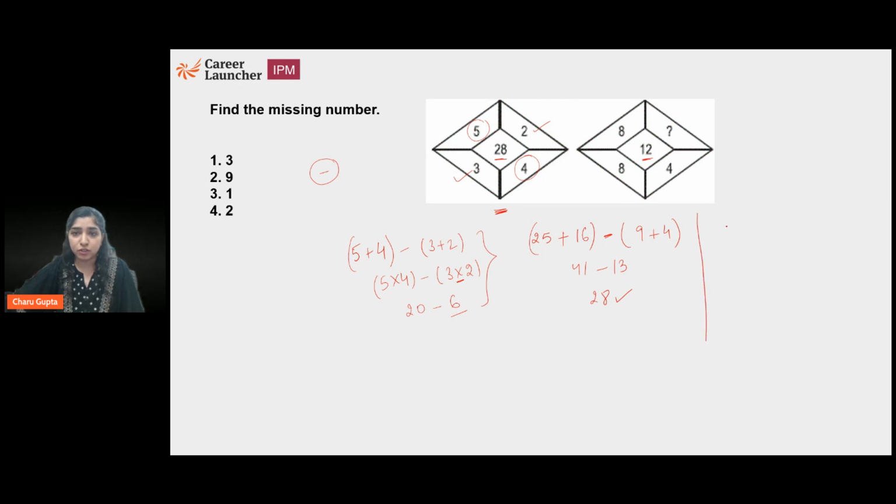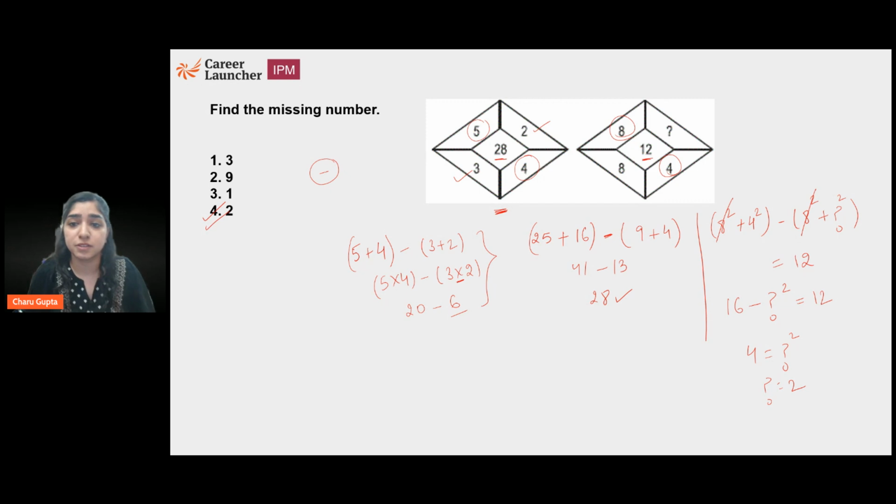So let's apply it on the other. I will get 8 square plus 4 square, opposites. I've taken minus 8 square and we don't know what this is, which is equal to 12. Okay, now this 8 square and this 8 square will cancel. 16, we don't know this, equal to 12. So this is equal to 4 and finally your missing number is 2. So option 4 is your correct answer.